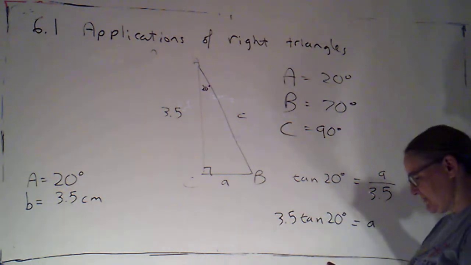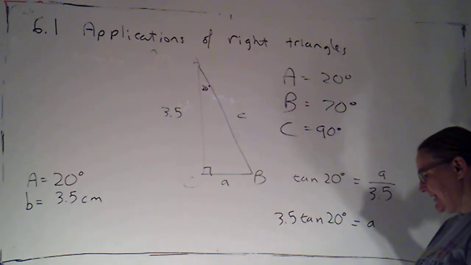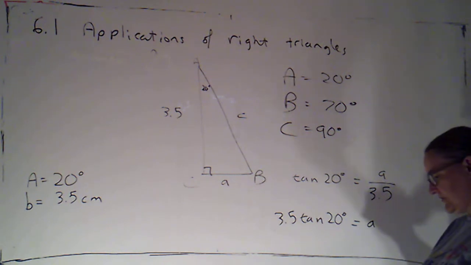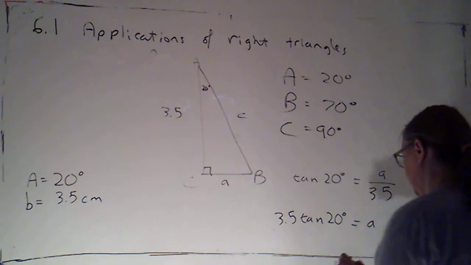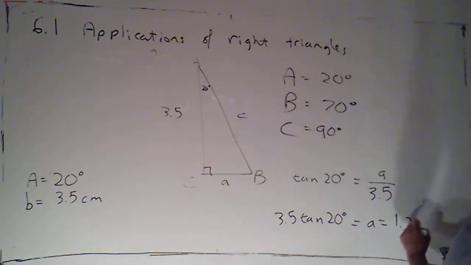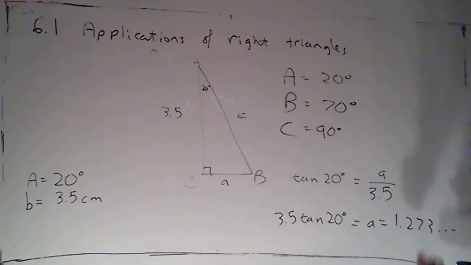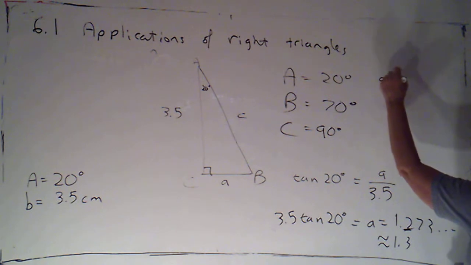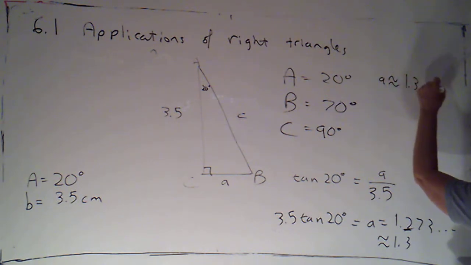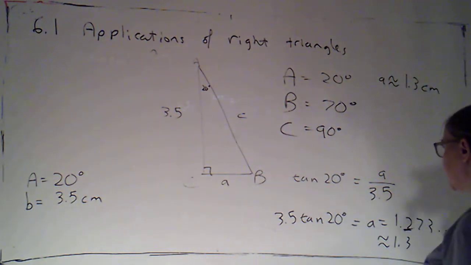Okay, so I'm in degree mode, so I'm going to hit 3.5 times tangent of 20, and I'm getting 1.273, blah, blah, blah. I said we were going to round to the tenths place, so that would be approximately 1.3. So A is about 1.3. Let's go ahead and include units, that's centimeters.